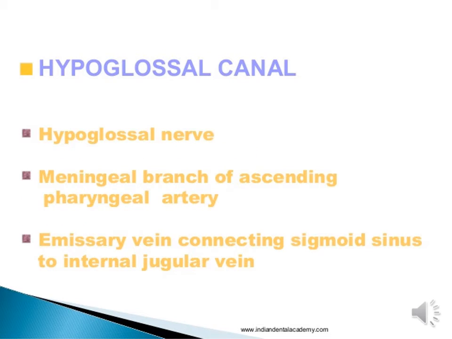Another structure is the hypoglossal canal. Its location is between the basilar part of the occipital bone and the condylar part of the occipital bone. It transmits the hypoglossal nerve, the twelfth cranial nerve, the meningeal branch of the ascending pharyngeal artery, and an emissary vein connecting the sigmoid sinus to the internal jugular vein.